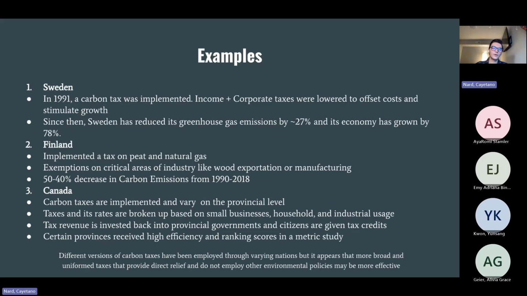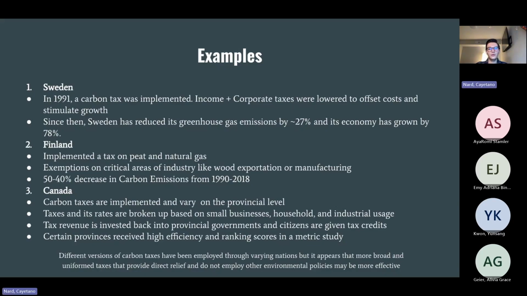Finland was actually the first country to implement this tax. They did it for both peat and natural gas. They did make exemptions for some critical areas of industry, like their wood exportation, and this has resulted in a 40 to 50% decrease in their carbon emissions from 1990 to 2018.